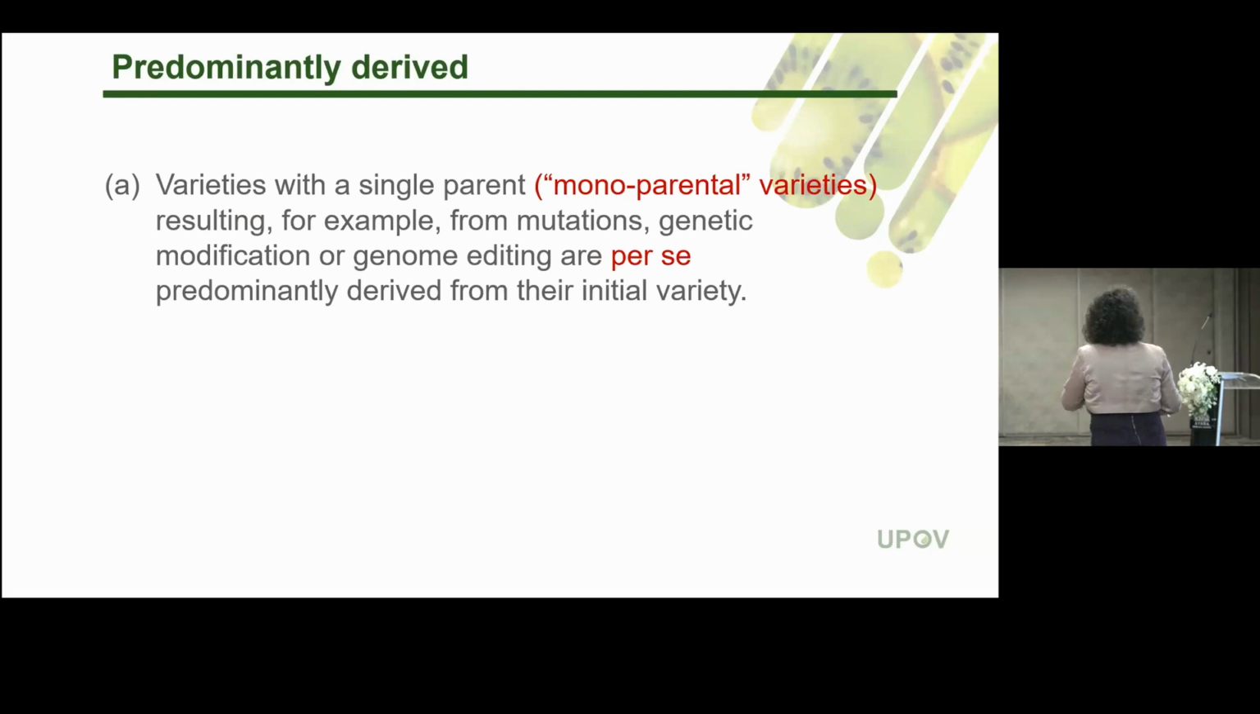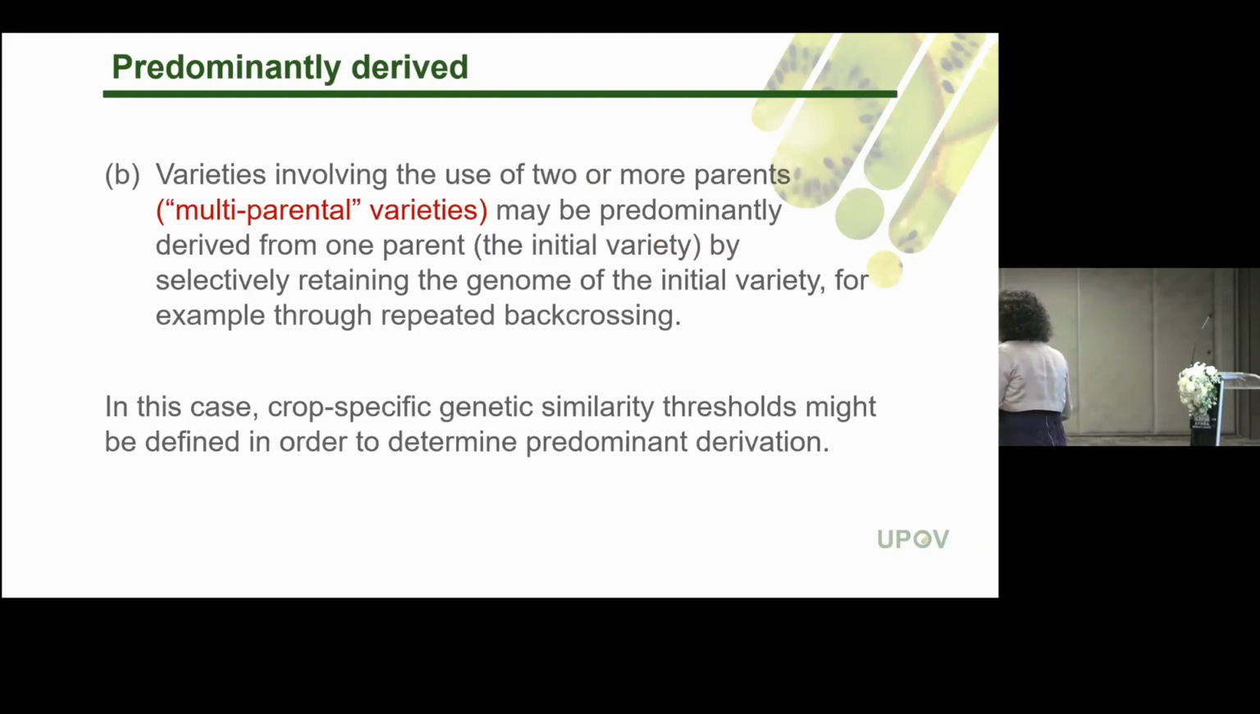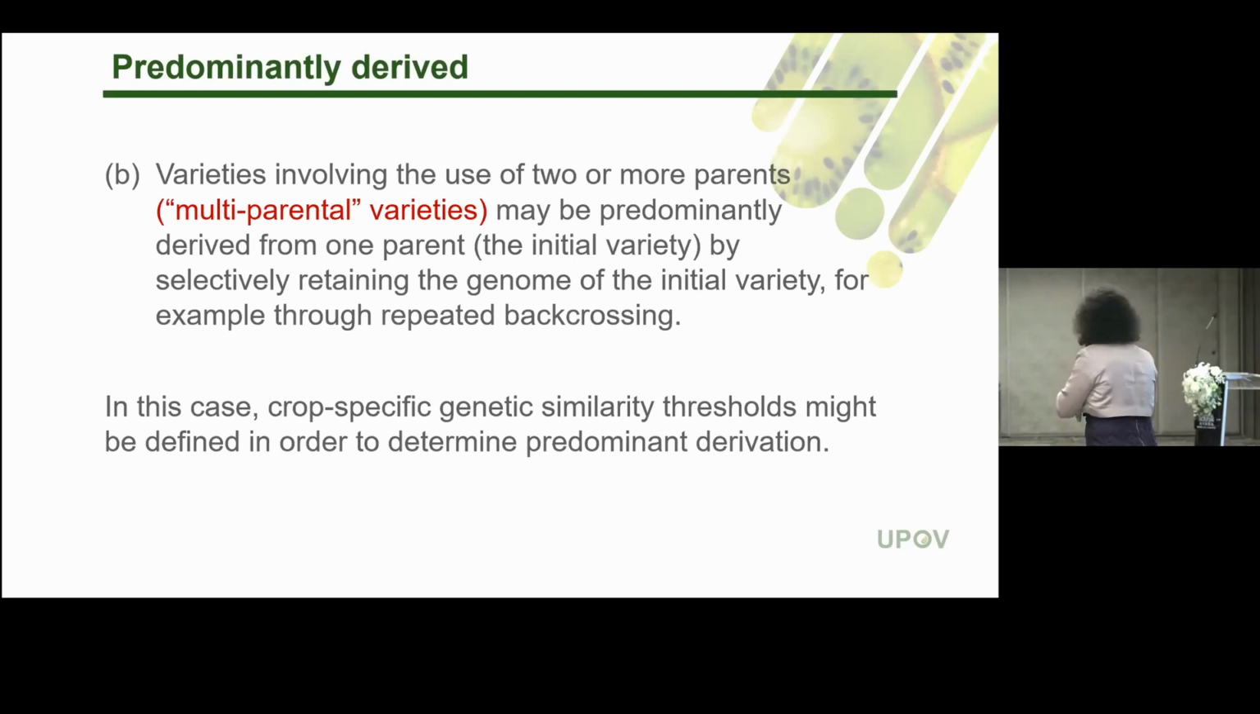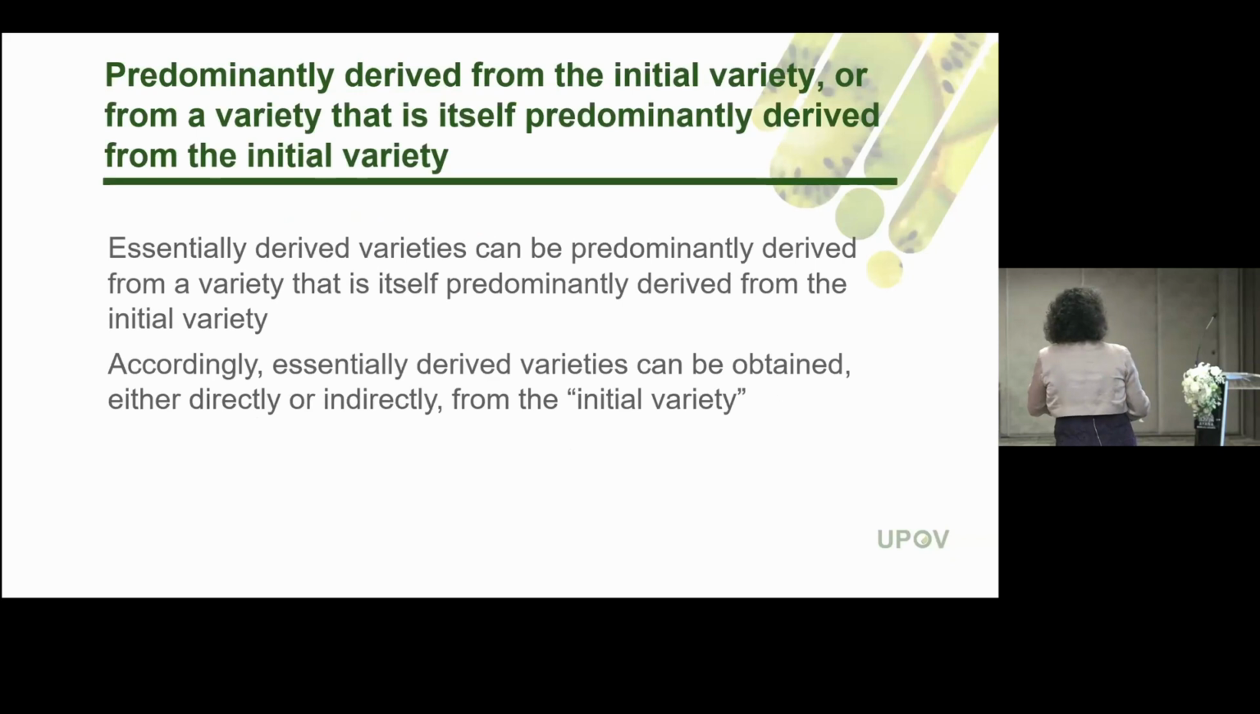There is also information about what happens in the situation of monoparental varieties. In the case of monoparental varieties, it could be the situation of mutations. You can imagine an apple mutation. It could even be a natural mutation or artificial mutations through radiation. So that could also lead to the creation of essentially derived varieties. There is also some explanation of what happens with multiparental varieties in the case that there is repeated back crossing. And in that case, you can go back to the initial protected variety.